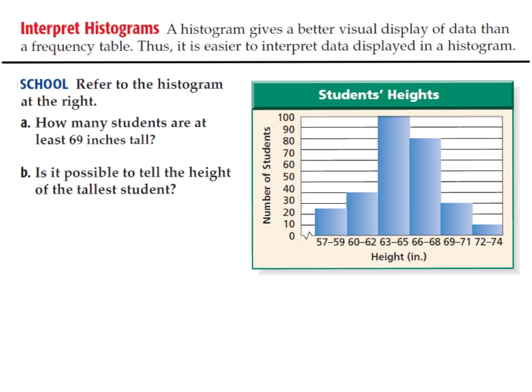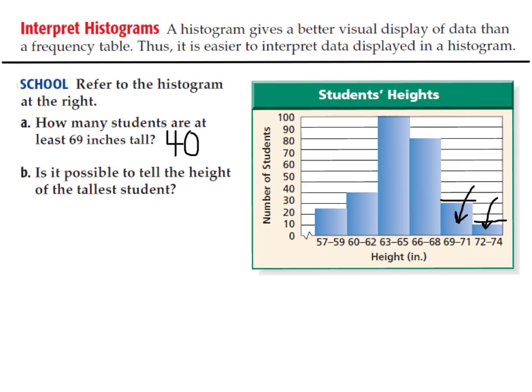Okay, let's see how you did. It says A is how many students are at least 69 inches tall. So that means we want students that are 69 inches tall or more, or taller than that. So we're looking at this bar right here, 69 to 71 inches, and also 72 to 74 inches. There are 30 students in this bar right here, and then there are another 10 in this bar. So 30 plus 10 is 40. So there are 40 students that are at least 69 inches tall.